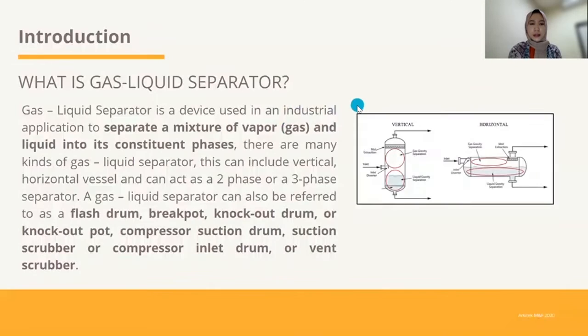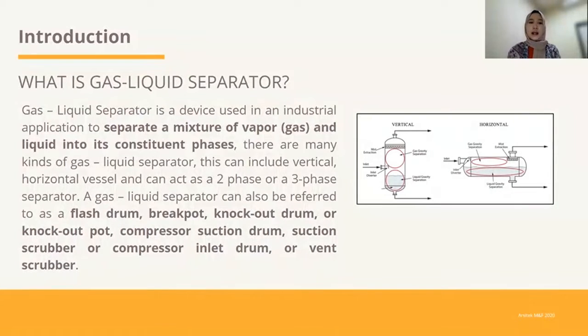Okay, so my name is Anissa Chandranites with student number 022119400000104, and today I will present the introduction of our report. So what is a gas liquid separator? A gas liquid separator is a device used in industrial applications to separate a mixture of vapor or gas and liquid into its constituent phases.